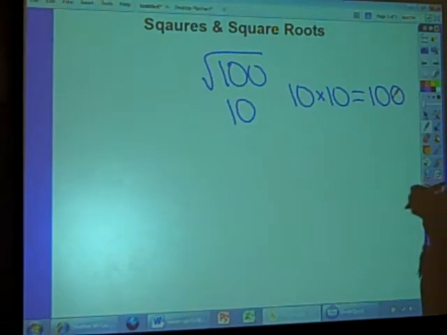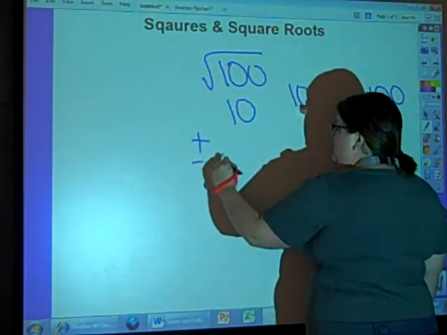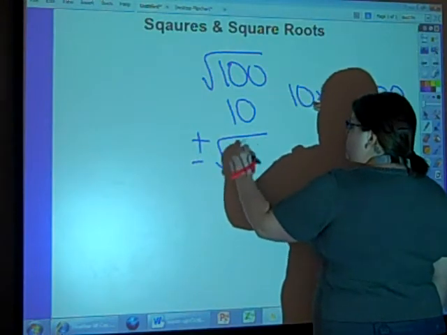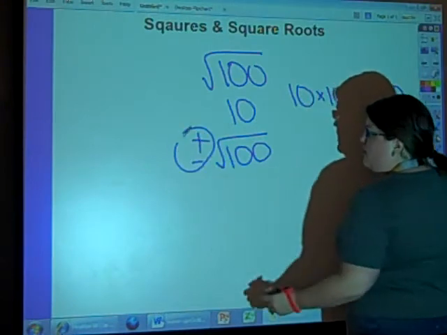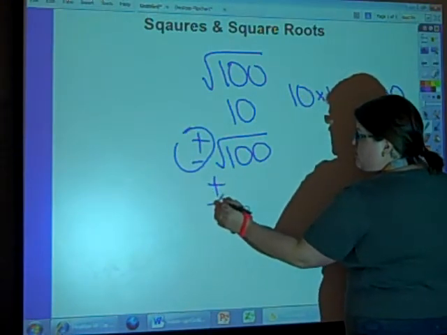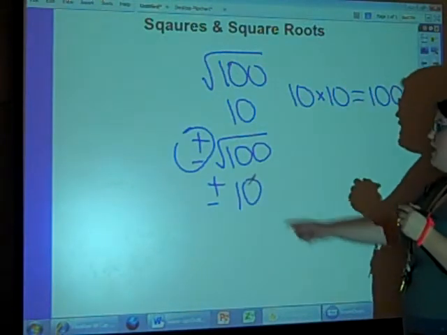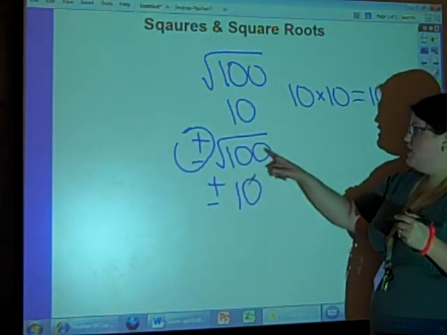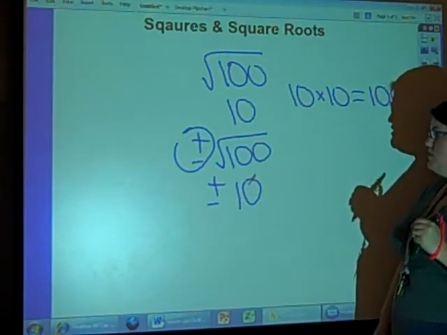It's a little bit different if on the outside it tells you it wants the positive and the negative value of the square root of 100. Because it has this symbol on the outside, you're going to carry that symbol down and tell us that it's plus or minus 10, because positive 10 times positive 10 gives us 100, and negative 10 times negative 10 also gives us 100.